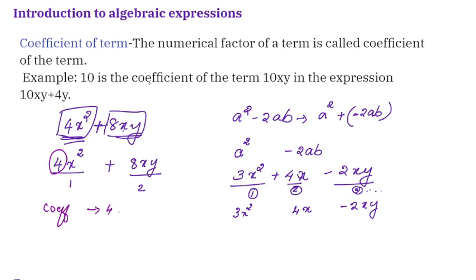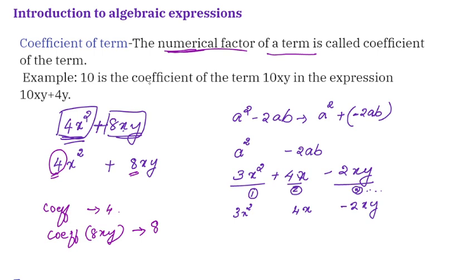So here, what is the coefficient of the second term? The coefficient of the second term: it is 8xy, so this will be this term. Coefficient of this term will be 8. So coefficient is the numerical factor of a term. You will take only the numerical factor, otherwise the constant factor. Okay. So here 4 is the constant and here 8 is the constant. So the coefficient of the first term will become 4 and the coefficient of the second term will become 8.